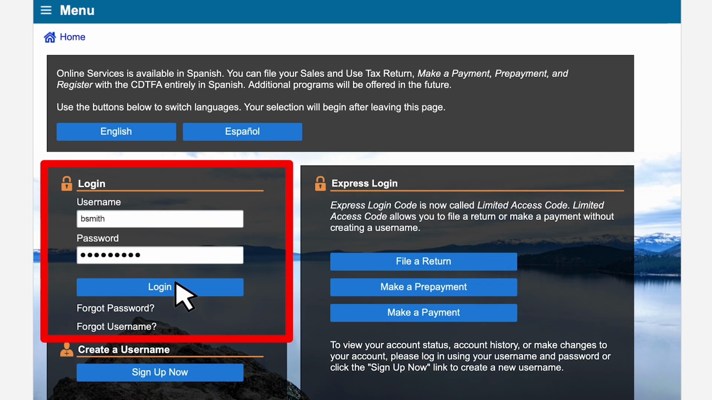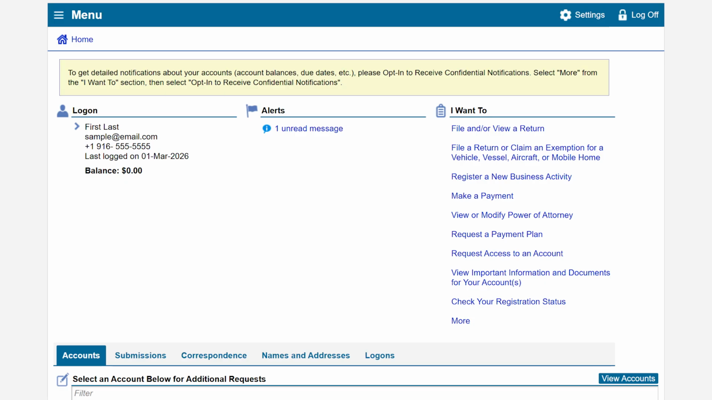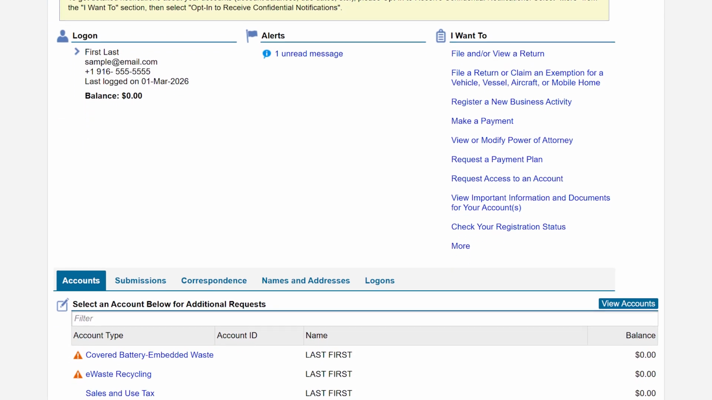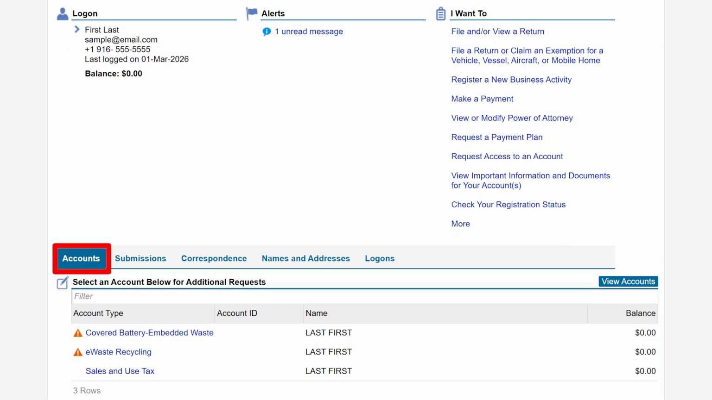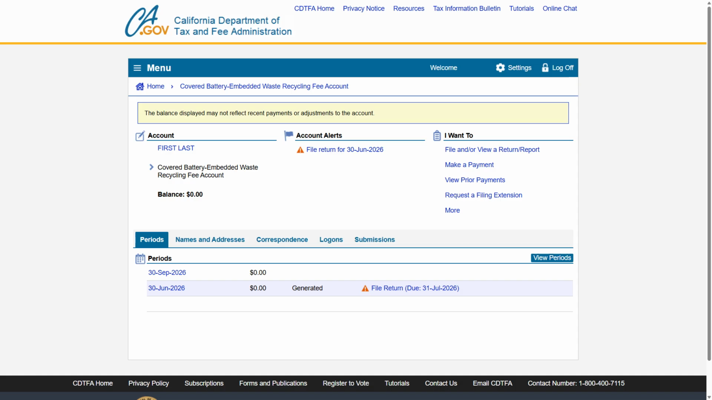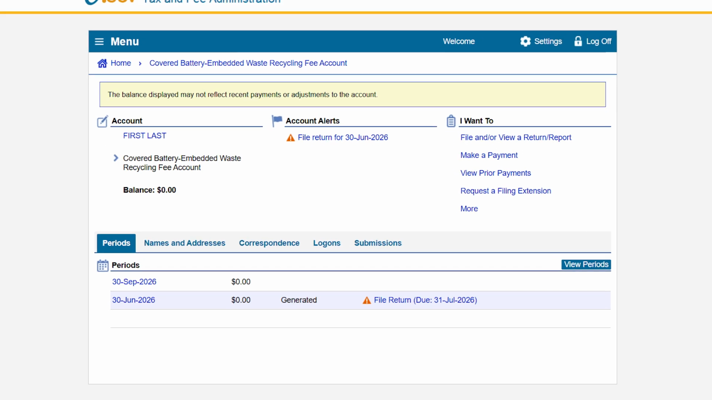Then click Login. On the Online Services Profile page, under the Accounts tab, we will click on the Covered Battery Embedded Waste Recycling Fee hyperlink. This will take us to the Covered Battery Embedded Waste Recycling Fee account page.